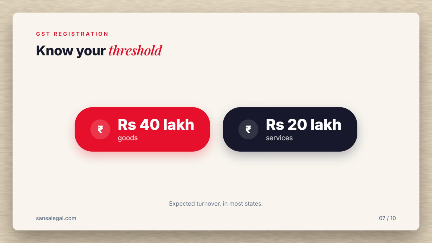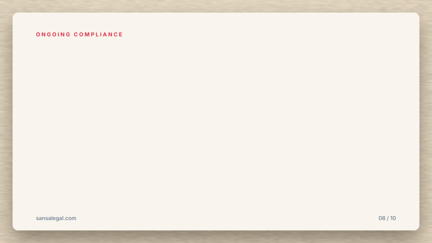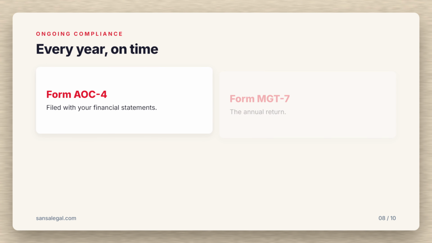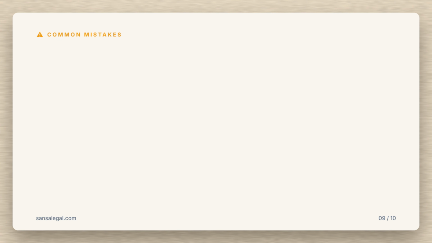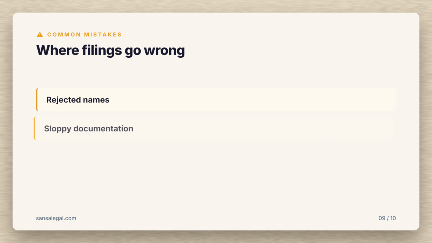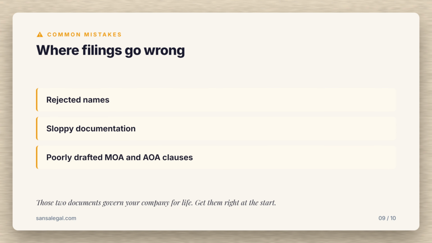If you qualify as a startup, apply for DPIIT recognition to unlock tax exemptions, and set up your statutory registers from day 1. Every year, you must file Form AOC4 with your financial statements and Form MGT7, the annual return. You need at least 1 board meeting every quarter and an annual general meeting within 6 months of the financial year end. Common mistakes include rejected names, sloppy documentation, and poorly drafted MOA and AOA clauses.